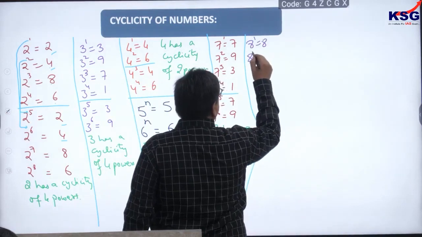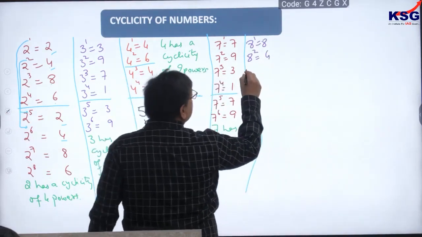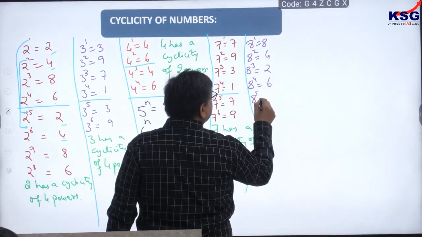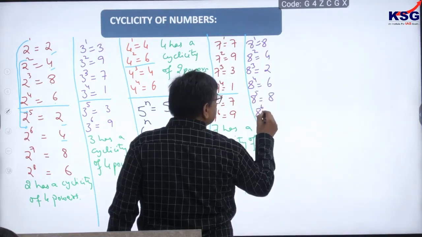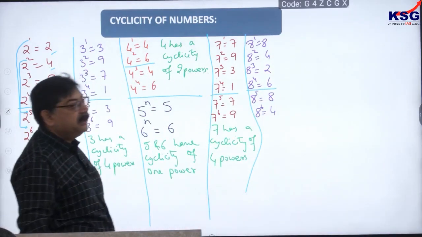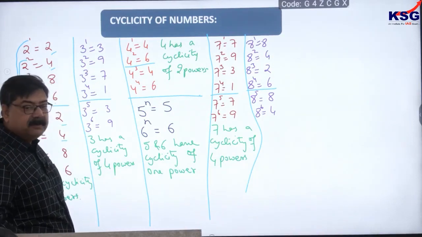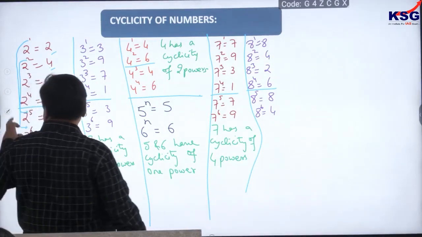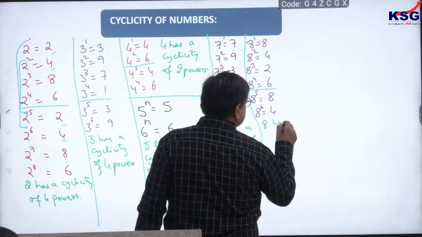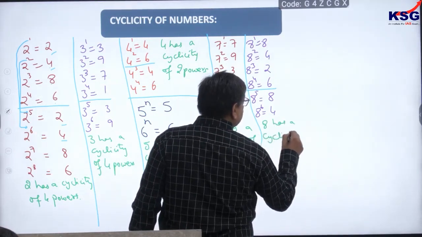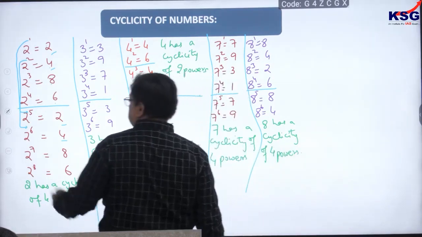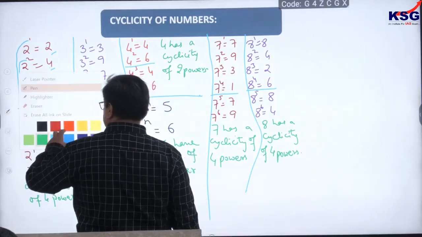Eight power 1 is 8, 8 power 2, 8 8s are 64, right? 8 power 3 is 512, 8 power 4, 8 2s are 16, right? 8 power 5, 8 6s are 48, 8 power 6, 8 8s are 64. So once again, we find that 8 has a cyclicity of 4 powers, right? 8 4 2 6, 8 4 2 6, and so on. Okay.